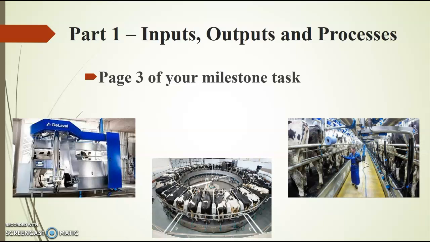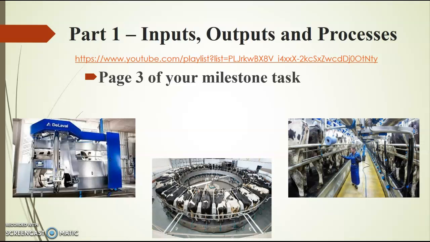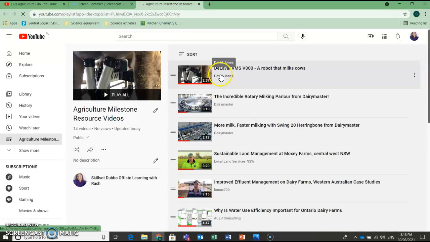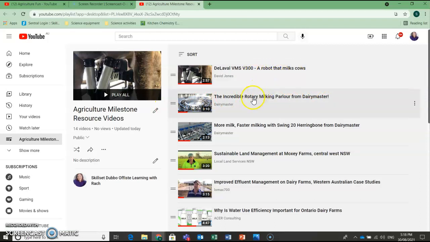Now for this one, I have actually popped some YouTube clips on my YouTube channel, which you can go and click on to get some more information about those different kinds of dairies. So if I go ahead and click on this link, it should take us to my YouTube channel page where your videos can be found within the agriculture milestone resource videos. And the ones that apply to this question are this one here, a robot that milks cows, the incredible rotary milking parlor, and more milk, faster milking with the Swing 20 herringbone milker. So those 3 videos, if you wanted some more information to help you answer that question, are there for you ready to watch.